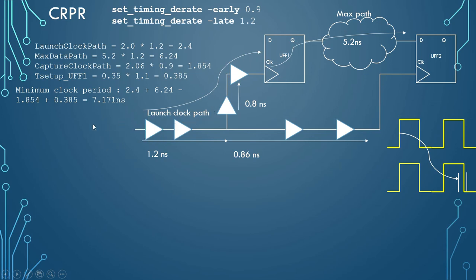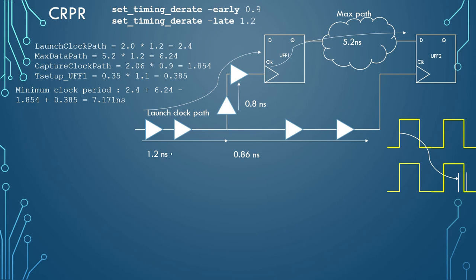But it cannot happen because this part of the common tree, which is common for launch and capture, with different derating is overly pessimistic, because in reality this part of the clock tree will really be at only one PVT condition, either as a maximum path or as a minimum path, but cannot be at both situations at the same time. Hence, we need to remove the extra pessimism which is getting added, and that phenomenon itself is called CRPR.